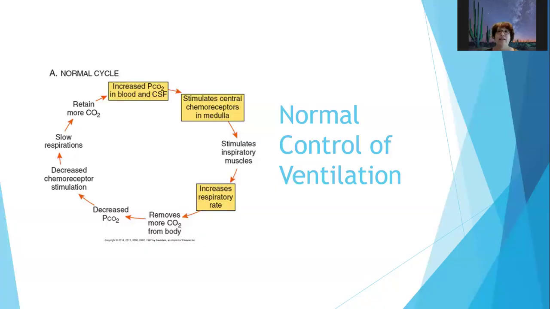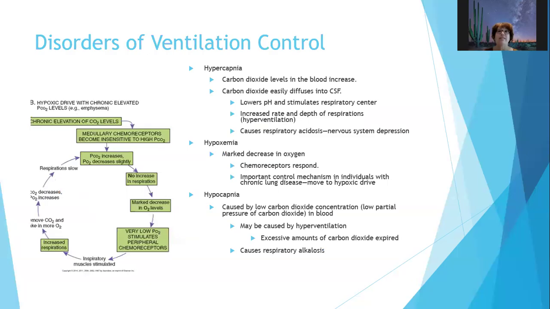When somebody has pulmonary disease, that doesn't always work the same way. So hypercapnia is when the carbon dioxide levels in the blood increase, and carbon dioxide easily diffuses into the cerebrospinal fluid. It lowers the pH and it stimulates the respiratory center. So you get increased depth and rate of respirations, sometimes called hyperventilation. If you get too much carbon dioxide buildup without breathing it out, it can cause respiratory acidosis, which causes nervous system depression. So if you have something that's making it difficult for you to breathe out, that can cause problems.